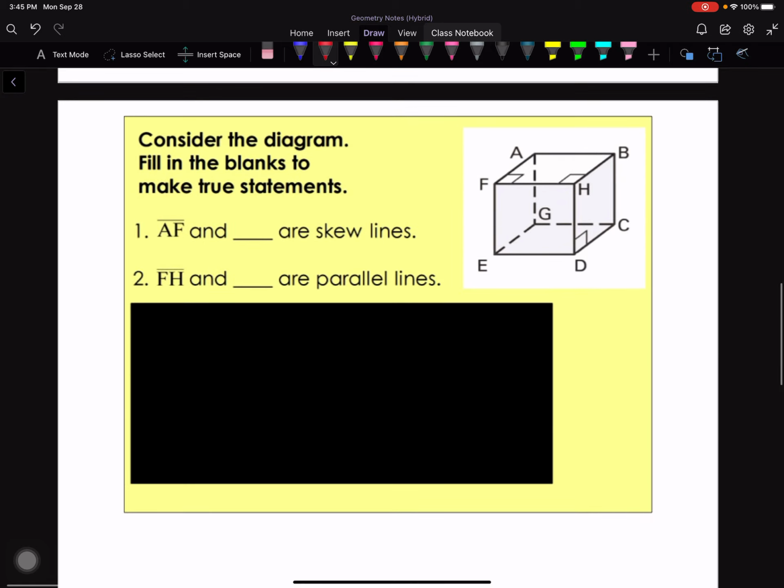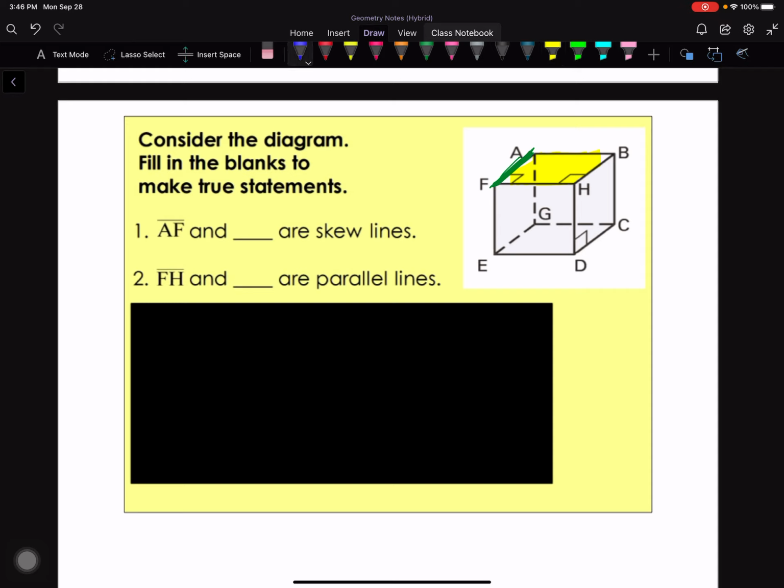So here's just a little better example, I think. It says, consider the diagram, fill in the blanks to make true statements. So line segment AF, so let's go ahead and color that in. So AF and blank are skew lines. So first of all, I need a line segment that's not even on this top plane here. So this is my top of the box. I need a line segment not even on the top. Okay, so we have a lot of options.